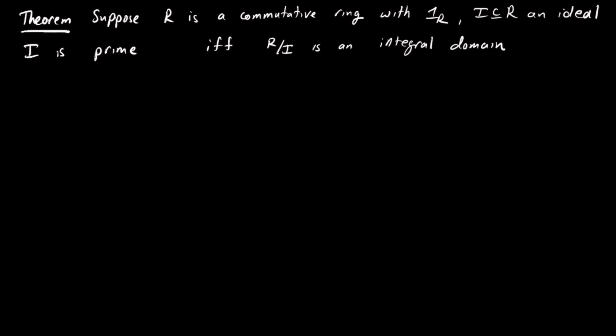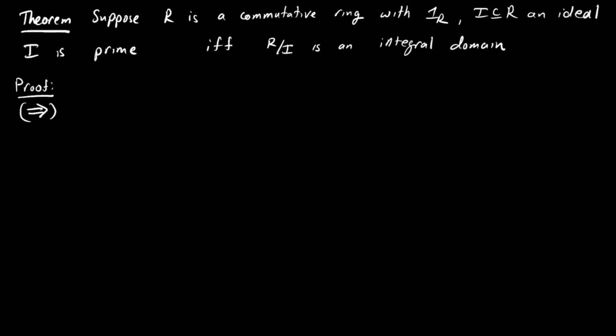Okay, so we're finally ready to answer the question, why are prime ideals so important? Well, it turns out that prime ideals are precisely the ideals that make R mod I into an integral domain. So we have this nice theorem here that says, suppose R is a commutative ring with identity and I is an ideal in R. The theorem says that I is prime if and only if R mod I is an integral domain. So this is saying that I is a prime ideal is equivalent to R mod I being an integral domain.